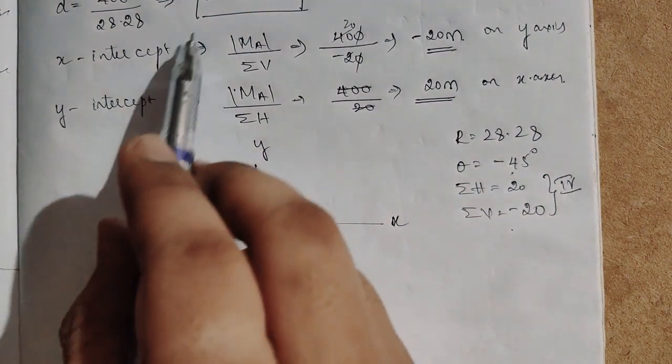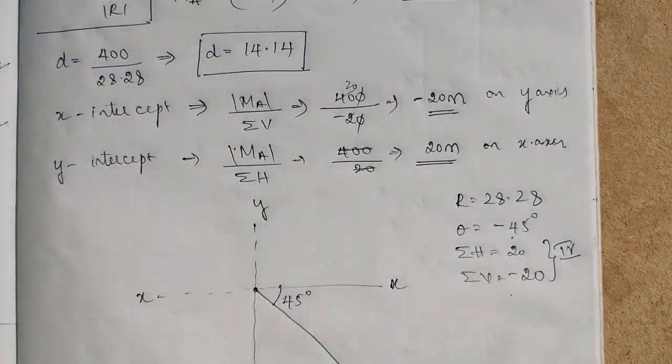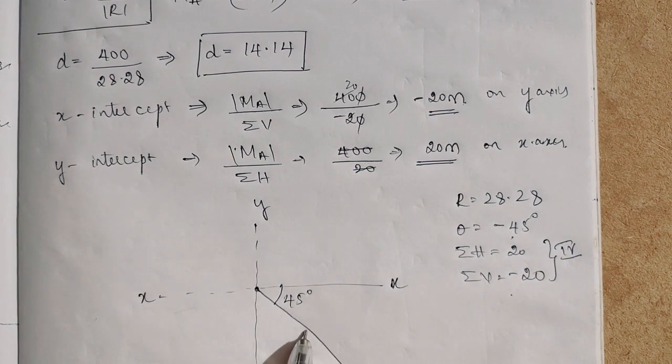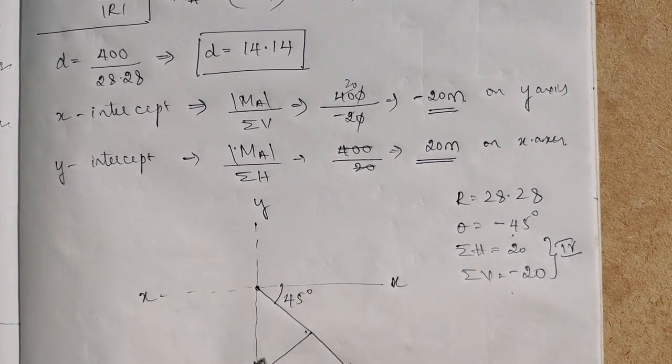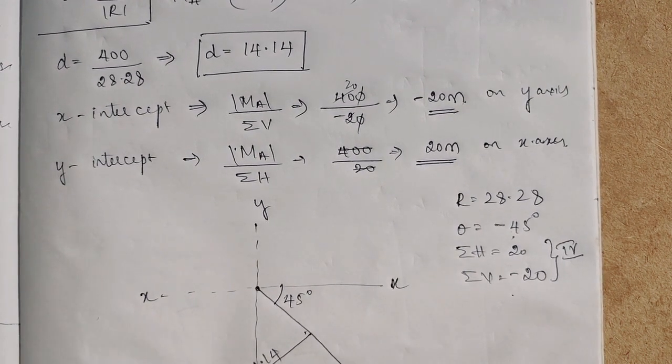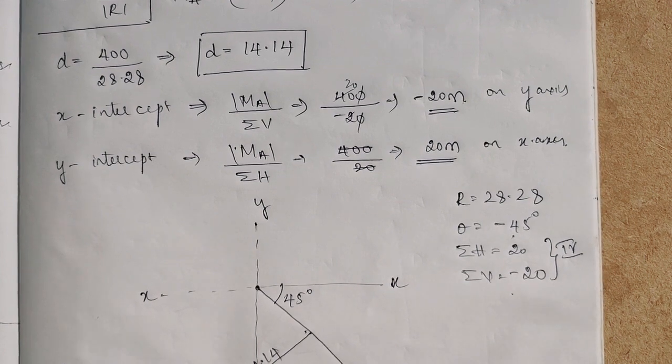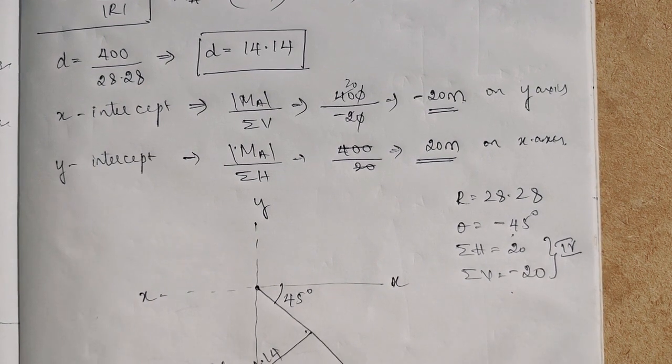Then I found a distance d, that is 14.14. It is perpendicular to R. So at a distance perpendicular to that, that is 14.14, this will be our point A. So I'll write the figure here, A.